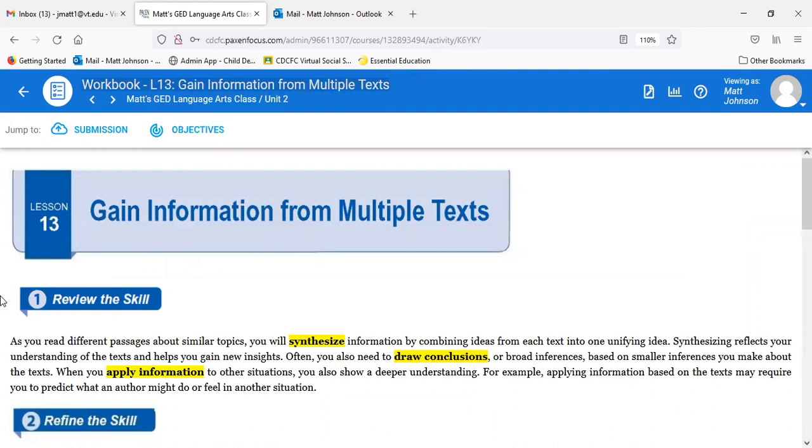And it says, as you read different passages about similar topics, you will synthesize information by combining ideas from each text into one unifying idea. Synthesizing reflects your understanding of the text and helps you gain new insights. Often, you also need to draw conclusions or broad inferences based on smaller inferences you make about the text. When you apply information to other situations, you also show a deeper understanding. For example, applying information based on the text may require you to predict what an author might do or feel in another situation.